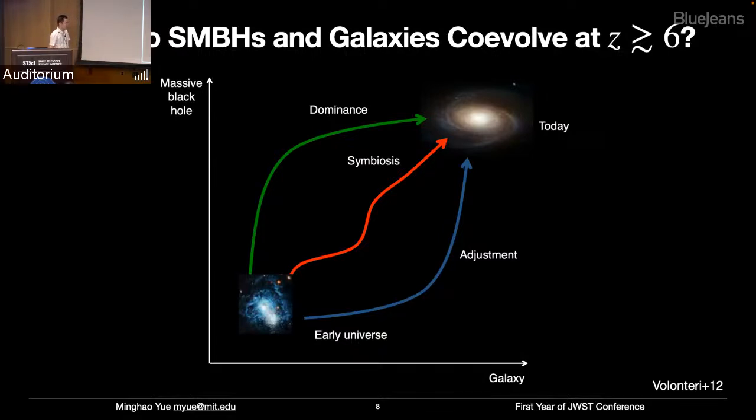So for example, as shown in this plot, if supermassive black holes gain their mass prior to their host galaxies, we'll expect some evolutionary track shown in the green line. And if things happen the other way around, we'll expect something shown in the blue line. So that means if we can somehow put galaxies at different redshifts on this plot, we'll be able to distinguish different models of supermassive black hole growth and their coevolution with host galaxies.